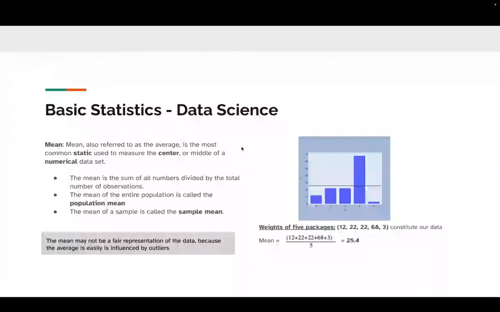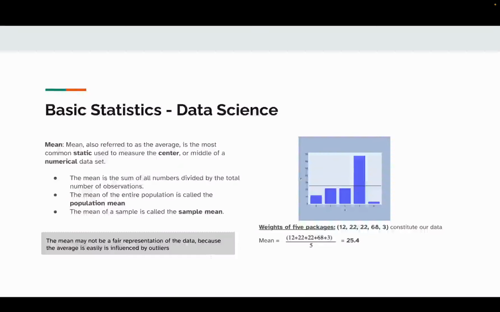The first one is the mean. The mean is when you are given a sample, for example the weight of the packages, and you sum them and divide by how many data points you have. Of course you have the sample mean, and also the population mean. I'm just drawing a graph because we'll be comparing against the other options we have.